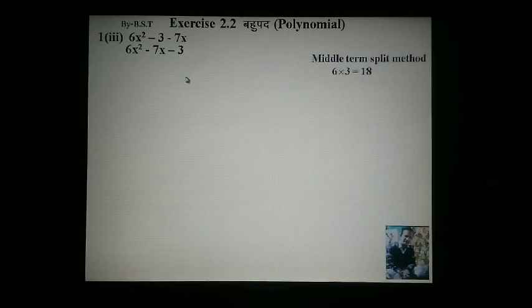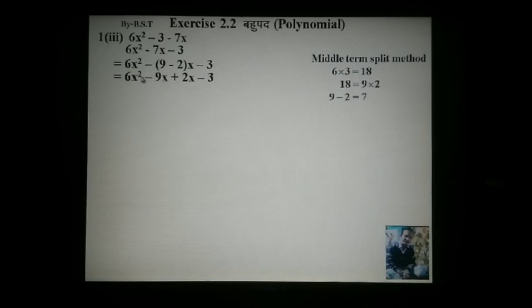Now factor 18 such that when we subtract the factors of 18, we get 7. The 18 is 9 into 2, 9 times 2 is 18, and 9 minus 2 is 7. So split the middle term using 9 minus 2. Then we get 6x square minus 9x plus 2x minus 3, minus 9x and minus into minus plus 2x.